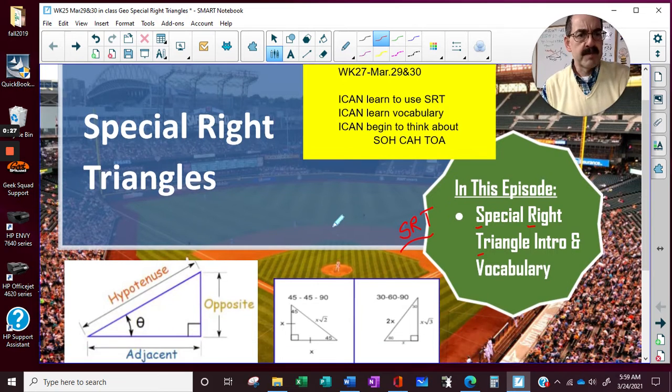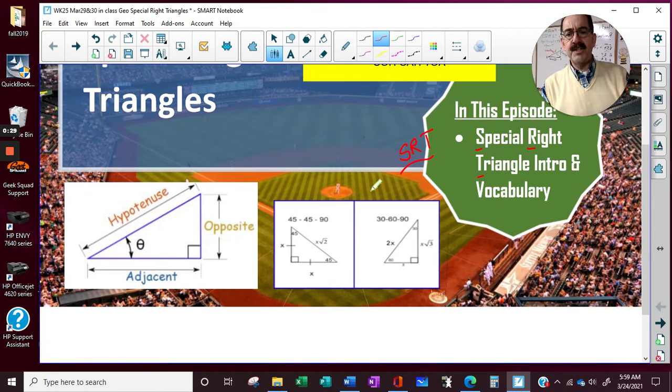First of all, turn around to the back wall and see that giant green triangle. We've got to learn some new vocabulary. The first vocabulary is the reference angle, and we're going to call the reference angle, in this case, A. If this is the reference angle, then across from the reference angle is called the opposite side.